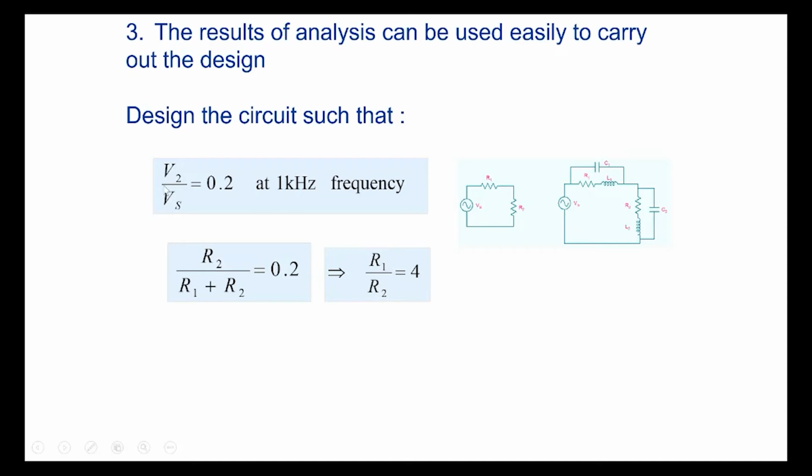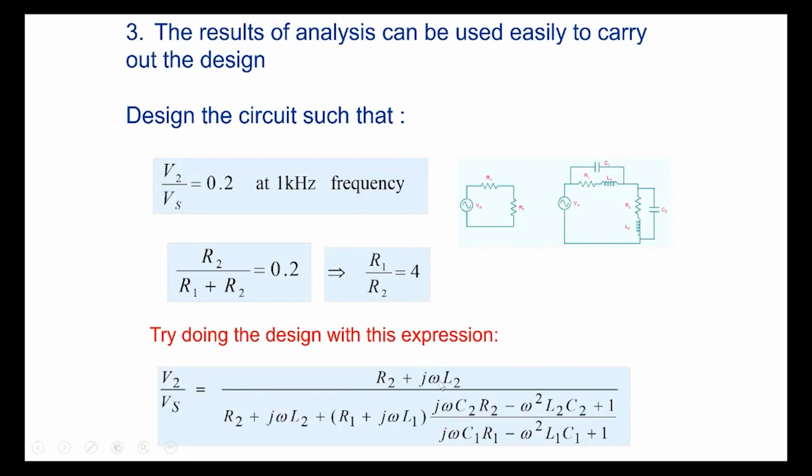Now think about doing this using this circuit. V2 by Vs is given here. So now how do you figure out what is the right value of R2 and R1? Note that in analysis, you get an equation like this, and you have all the values of R2, L2, and C2 and all of that, and you just plug it in and you get the value of V2 by Vs.